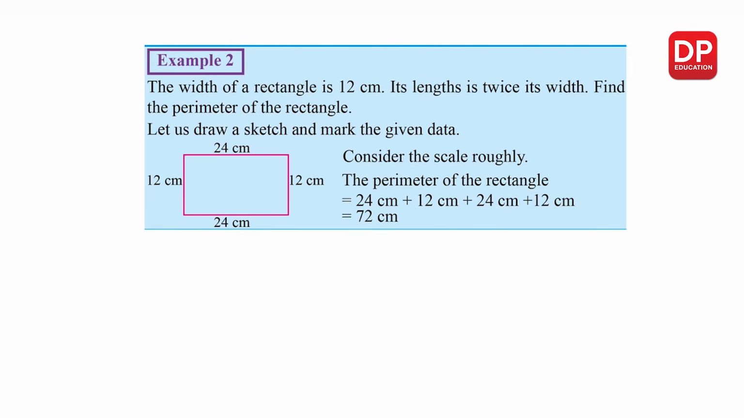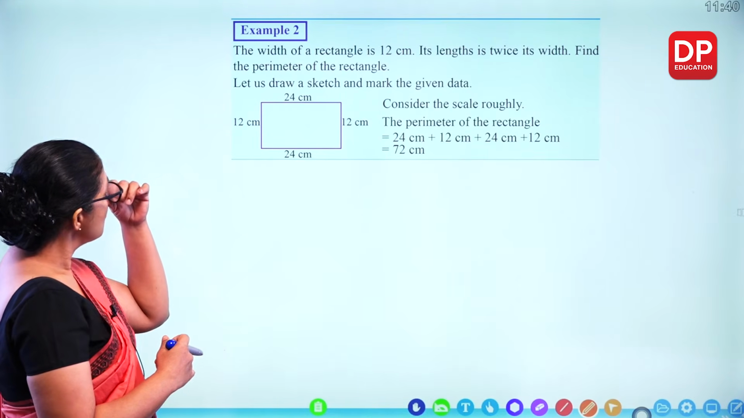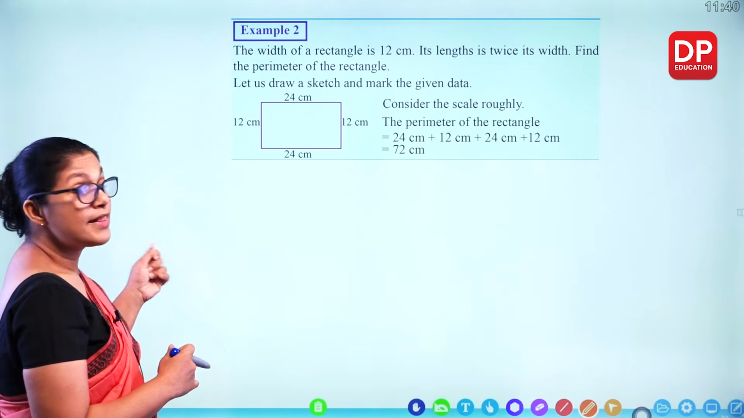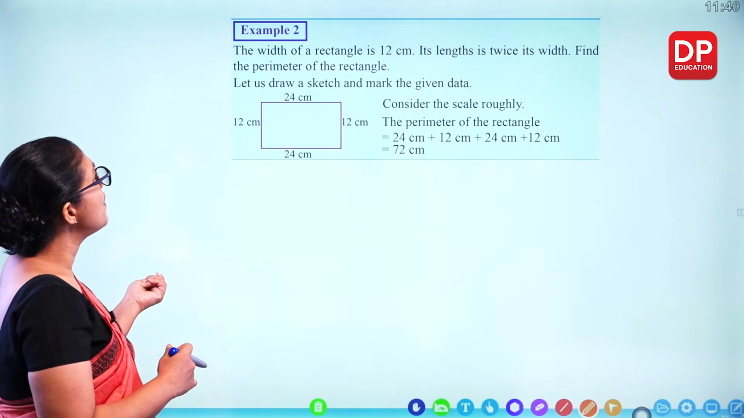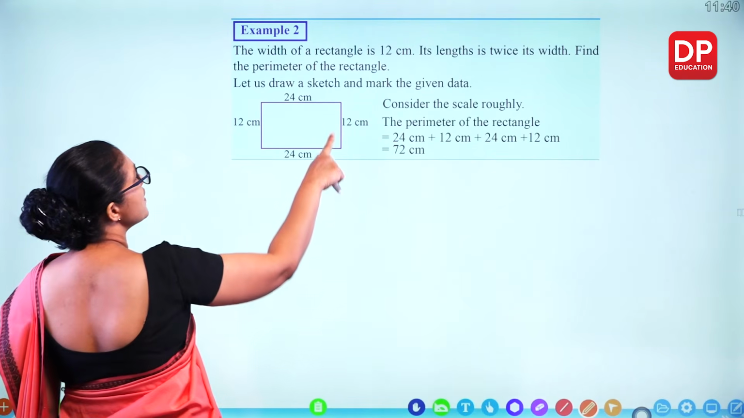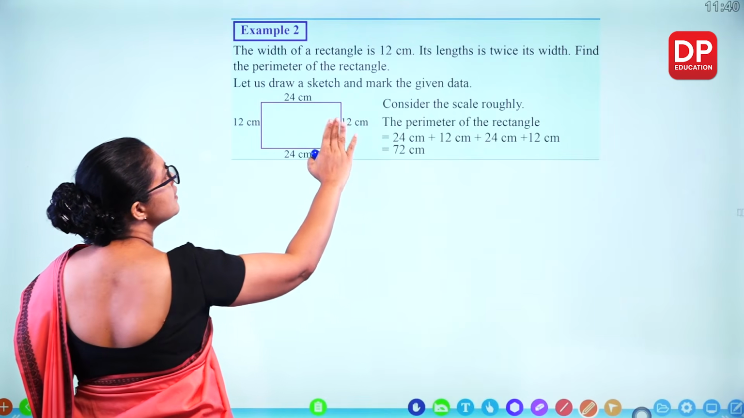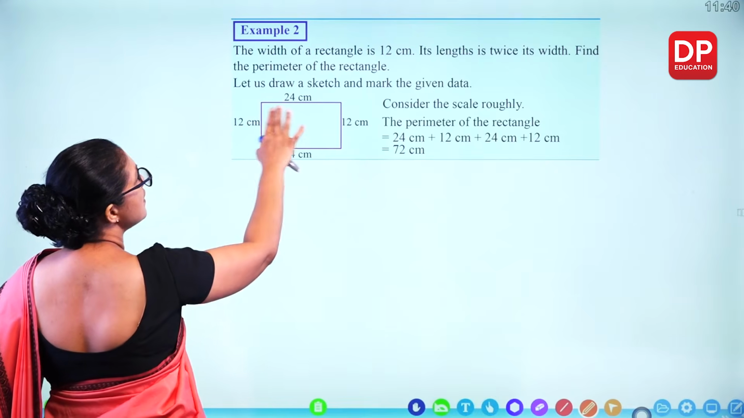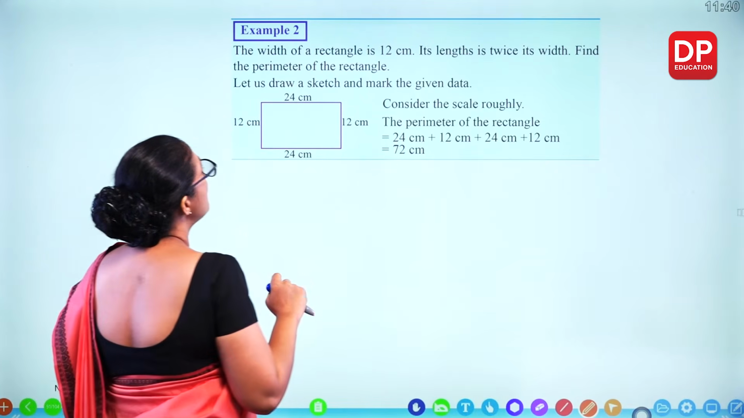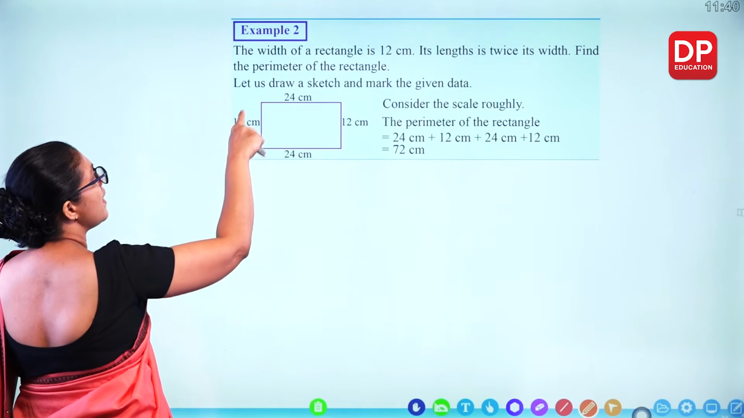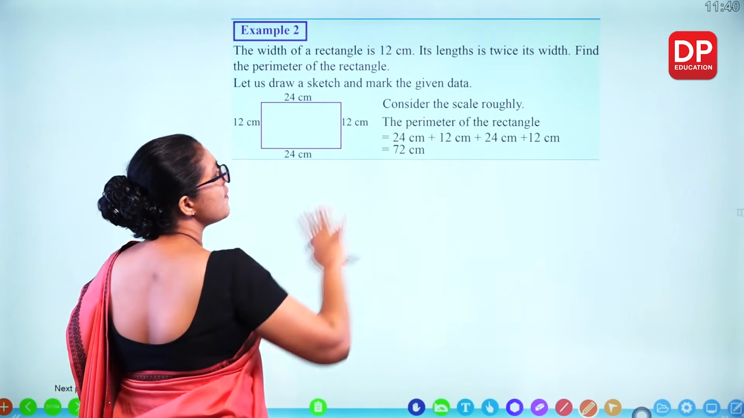Example number 2. The width of a rectangle is 12. Its length is twice the width. Find the perimeter of the rectangle. So when you draw this, if it's 12, 12 times 2 becomes 24. So sketch the diagram, and what's the perimeter? You add 24, 12, 24, 12 together.